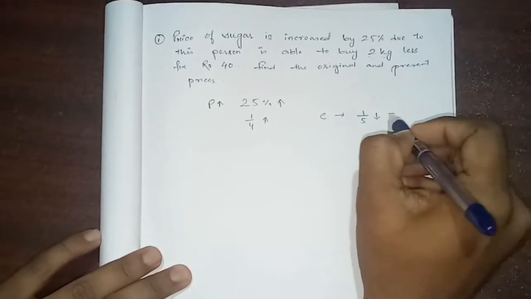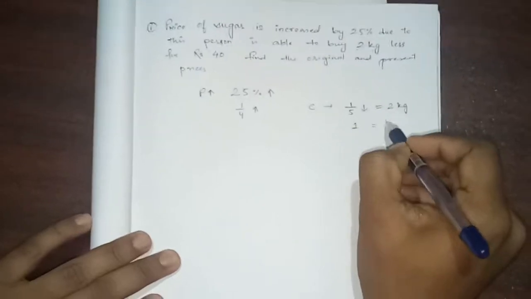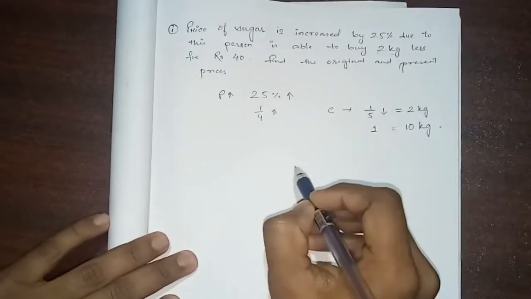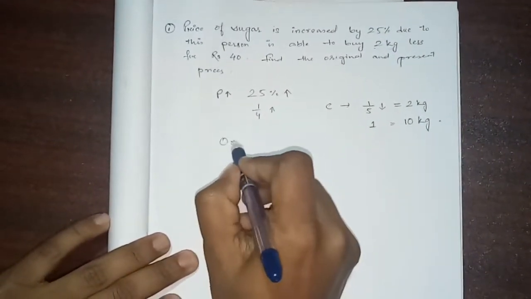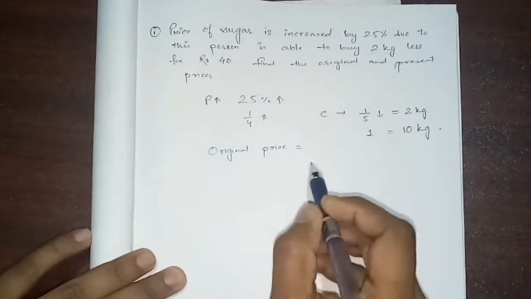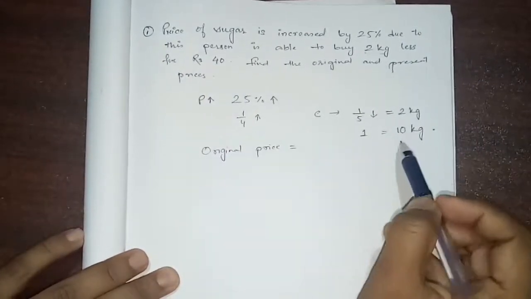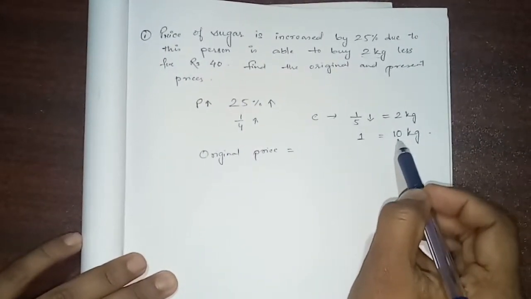That is 1 by 5 is nothing but 2 kg. Or that is 1 is equal to, cross multiply this, that is 10 kg. Okay, so how will you find the original price then? Original price, how will you find the original price? For rupees 40 he is able to buy 10 kg. The person is able to buy 10 kg.